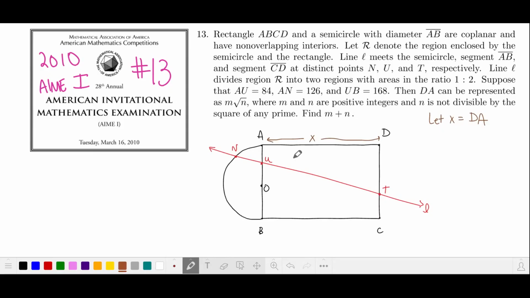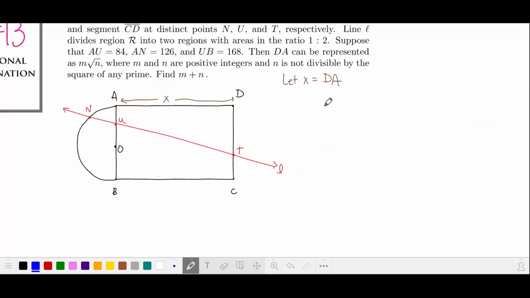We're going to find the area of the upper region in terms of X, and then set that equal to 1/3 of the area of the rectangle and semicircle, since the two regions are in a ratio of 1:2. We're given that the distance from A to U is 84 and UB is 168. So the diameter of our semicircle is 252. This means the radius of our semicircle, the distance from A to O, is half of that, or 126.